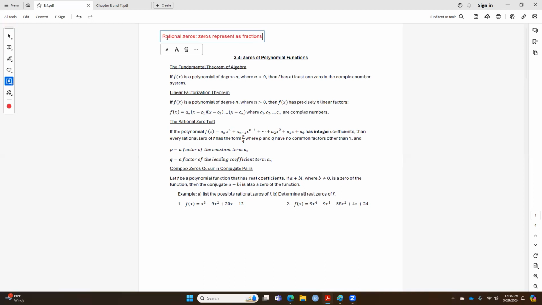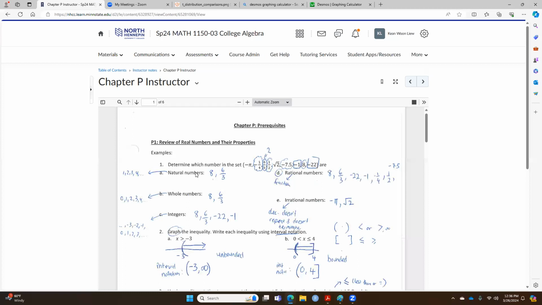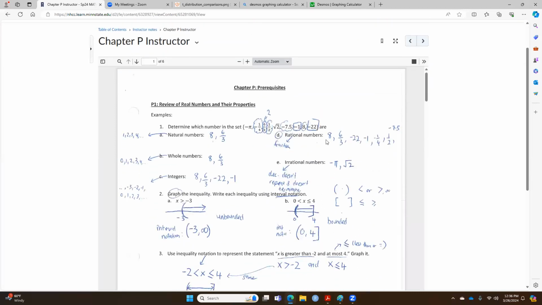Now we talked about rational numbers before, way back on the first day of class. So remember, we do the chapter P in our first day of class. We talk about which one of the following are rational numbers, and I say any rational numbers means you can write this as a fraction, like 8, 6/3, -22, -1, -1/4, 1/2, -7.5. So decimals that is repeating and decimals that is terminating can be represented by rational numbers. This is what you guys did in chapter P when you select the rational numbers.